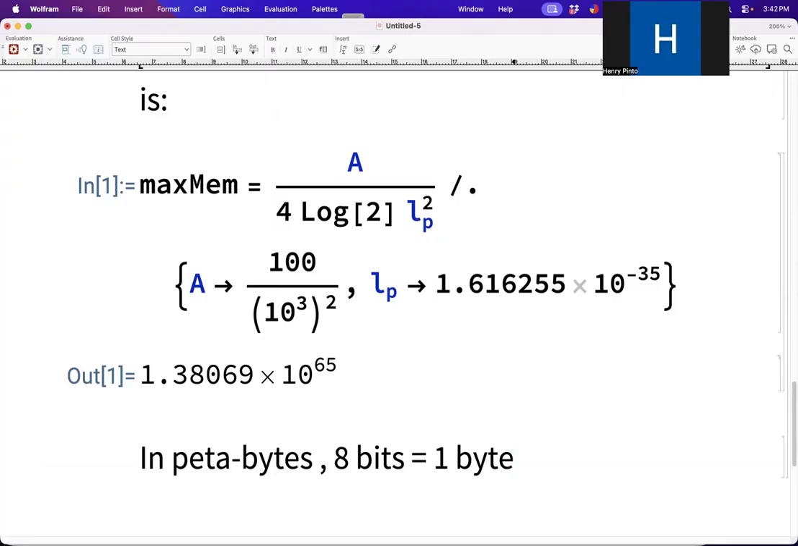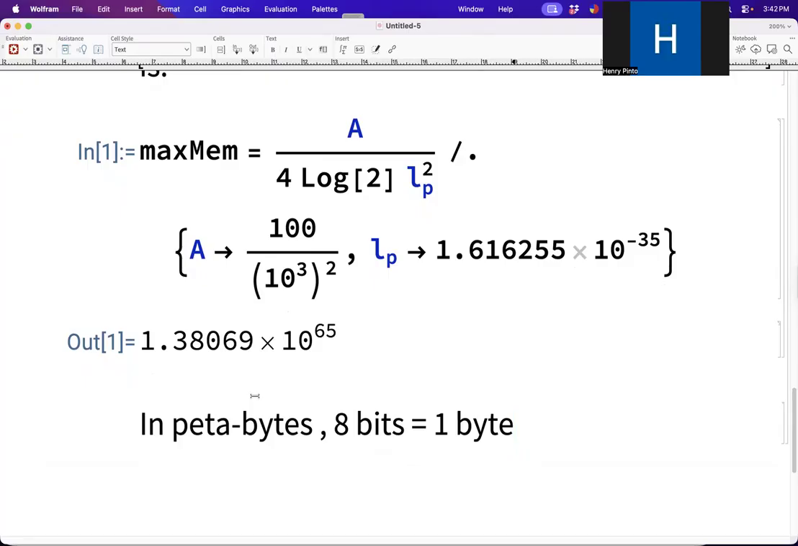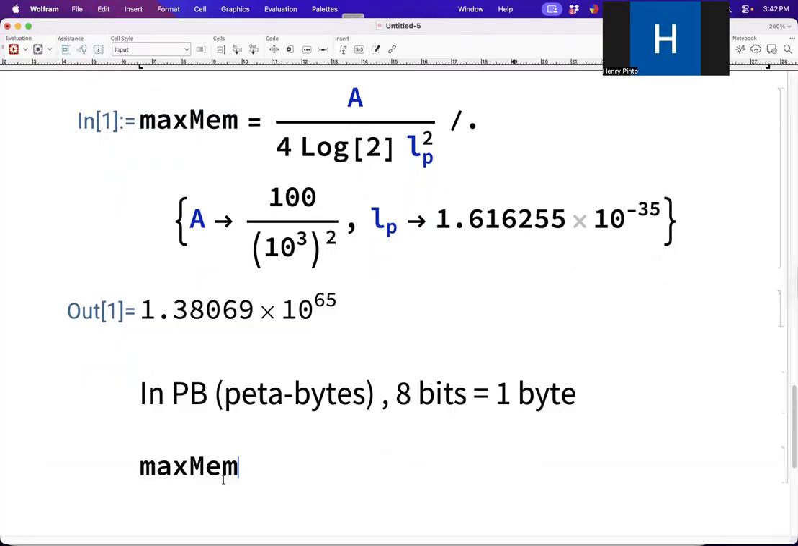So let's check this. Remember this, just 8 bits is 1 byte. In your computer, we have the memory. We use the units of bytes. That's the reason why we have to do this proper transformation. Okay, so the maximum in petabytes, I'm going to put like this, PB, the acronym of petabytes. The maximum we computed, we have to divide by 8.